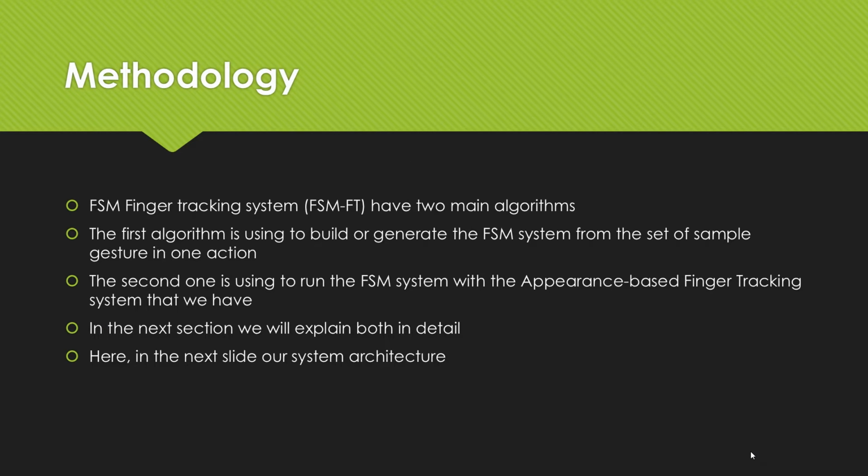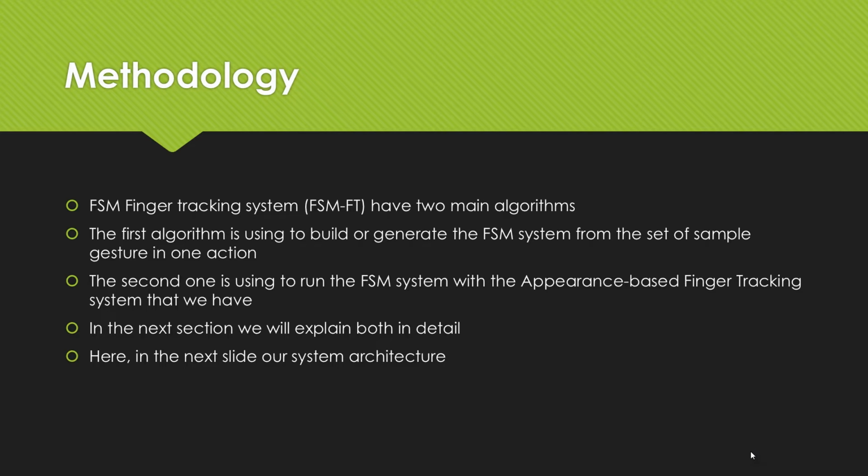Our methodology here, as I said before, has two main algorithms. The first algorithm is used to build or generate the finite state machine using a set of sample gestures in one action. The second one is used to run the finite state system with the appearance-based finger tracking system that we already have from the previous paper. Then in the next section we will explain both of these methodologies in detail.